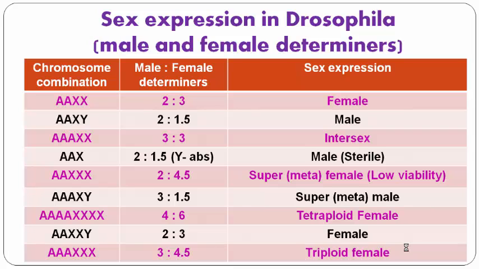Next combination, AAXXY, 2 to 3, expression is female. Next one, AAAXXX. Here 3 sets of autosomes and 3 sets of X chromosomes are there. So it will develop the triploid female.